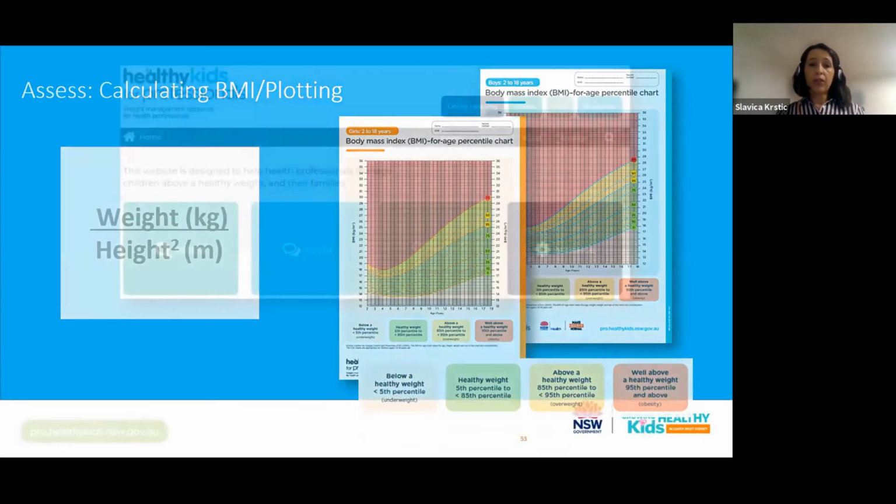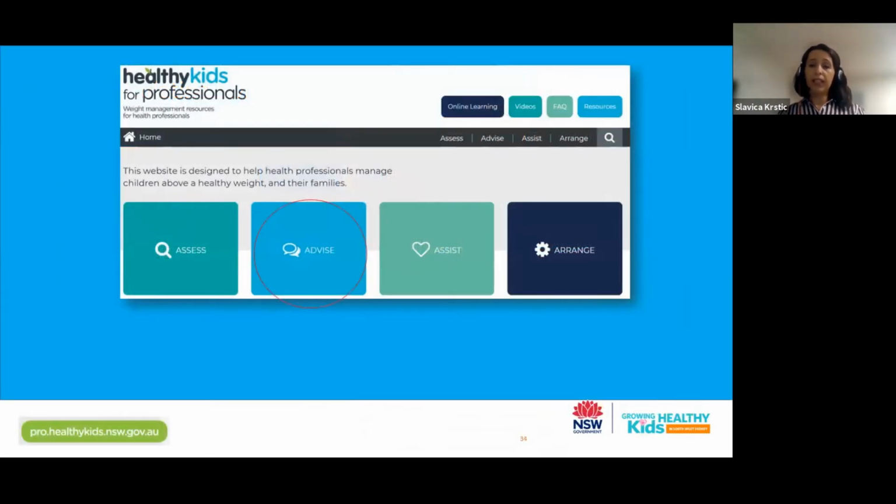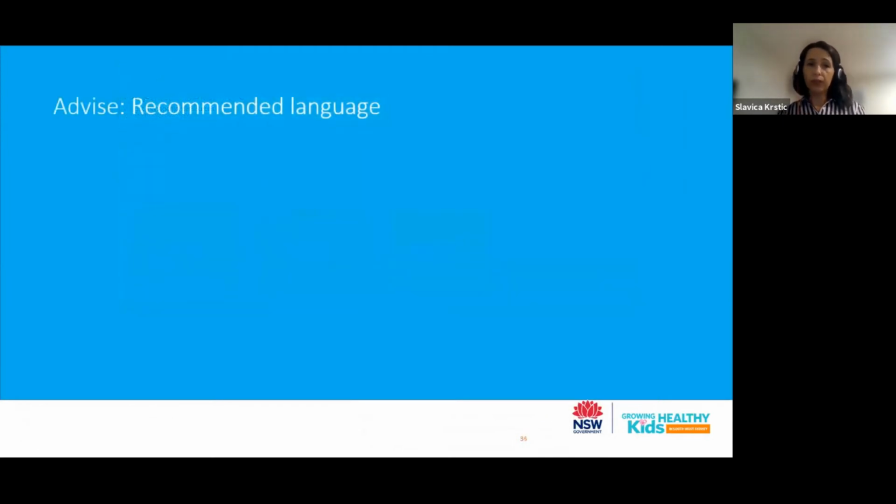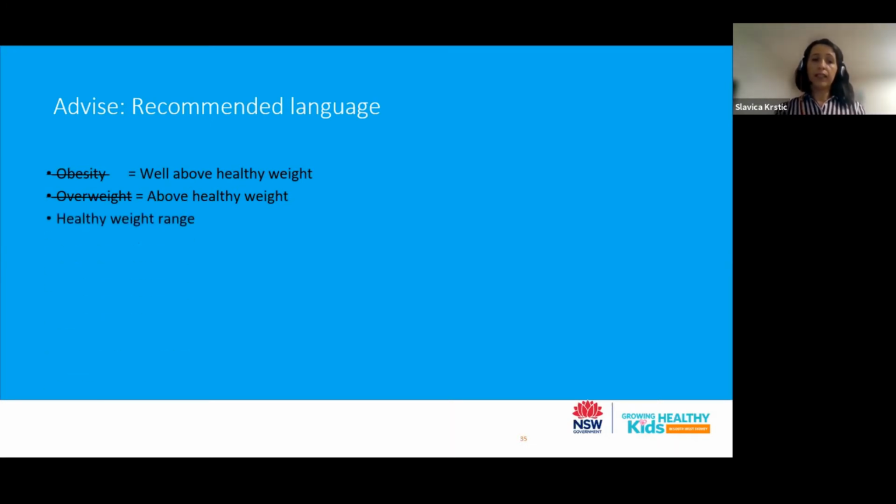Now, we've done the assessment, the height and weight measurement. Our next part is to advise the family. There has been a lot of work about what language we use and how we present this information to the family. The recommended language now is, instead of using the word obese, to say well above a healthy weight. Instead of overweight, above a healthy weight range, or instead of underweight, below a healthy weight.